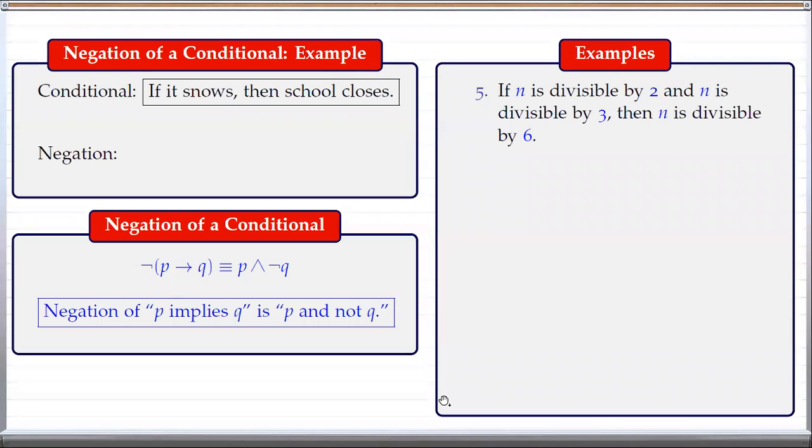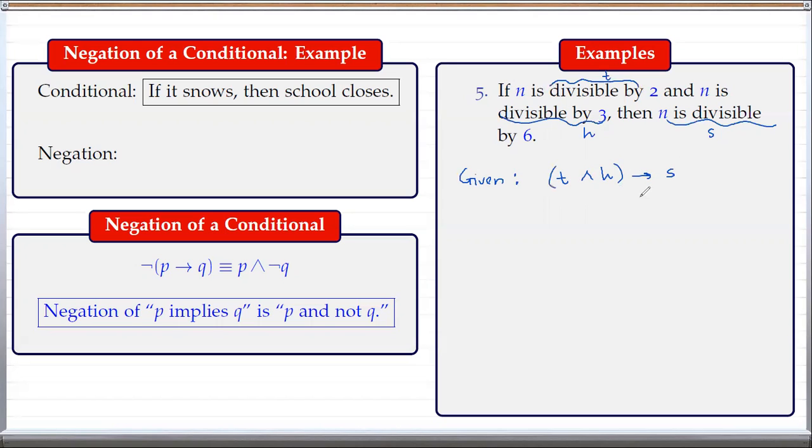We have if n is divisible by 2 and n is divisible by 3, then n is divisible by 6. So I can consider the first part to be statement T, this part to be H, n is divisible by 3, and this to be S. So we have these 3 statements. In the symbolic form, I can write the given statement as T and H implies S.